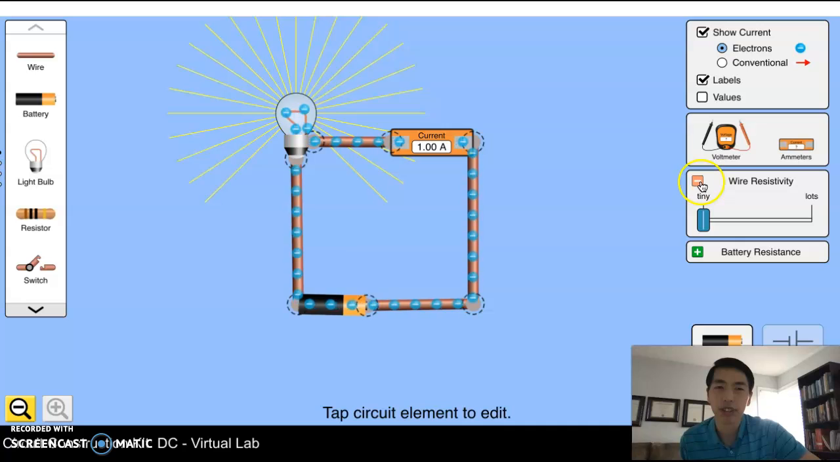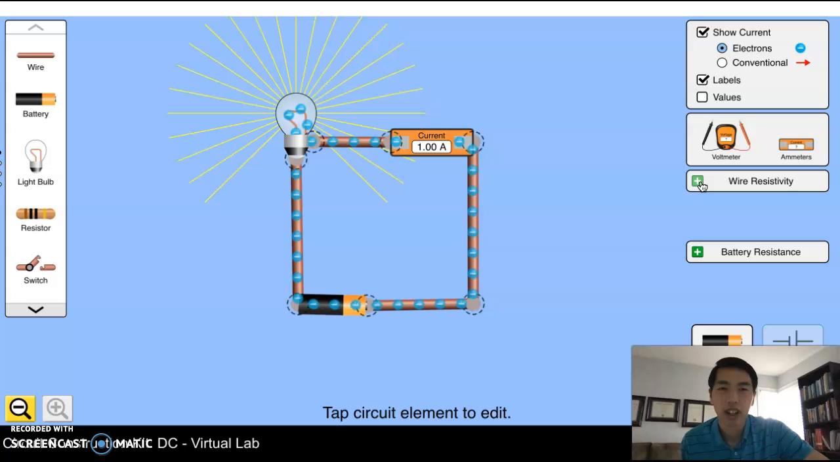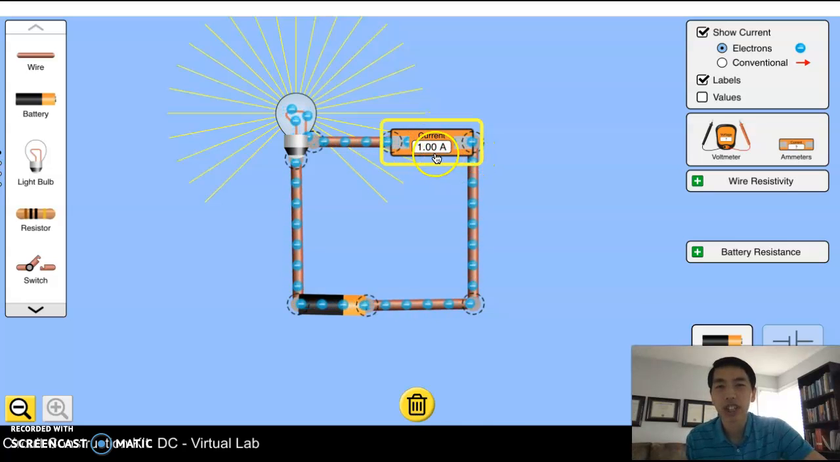All right, so we'll just ignore wire resistivity in grade 11. What else can I click on? What if I click on the ammeter? Right now it's reading 1 amp. Can I change the ammeter or change something that will allow me to select my current? When I click on the ammeter, I don't have any options. The only option is a garbage can. I can get rid of it for my simulation if I want to. But there's no slider, there's no option to change this to 2 amps.